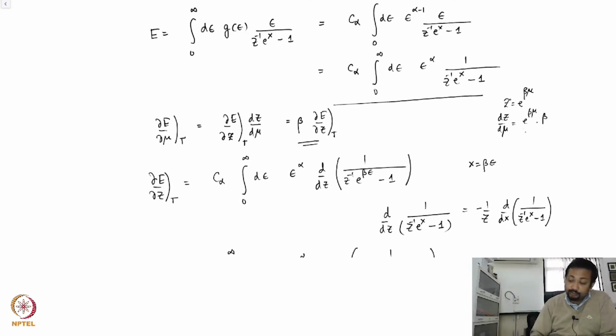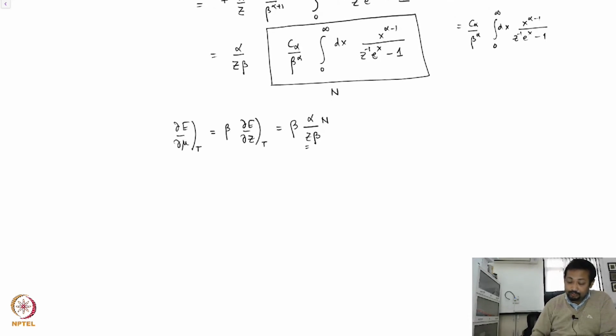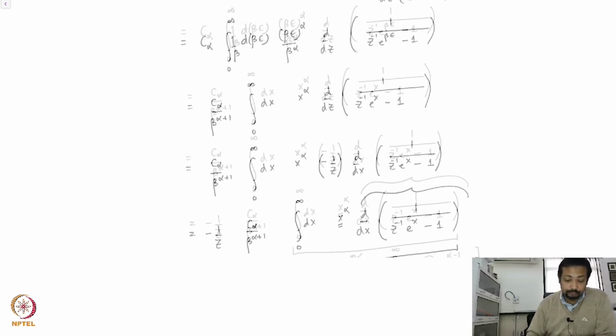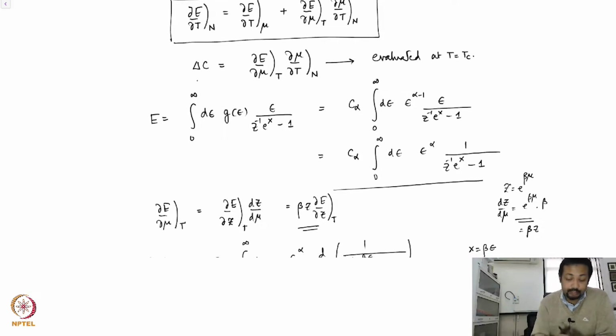And it's over here. We did the derivative correctly, so that this is going to be beta times z. We have to include a beta times z here, so that this expression is beta times z, and this is going to be alpha times n. So that del E del mu comes out to be a very simple and elegant expression, alpha times n. Now in this expression I have calculated the first term, so this is done. I have to look at this quantity, del mu del T, n held constant.